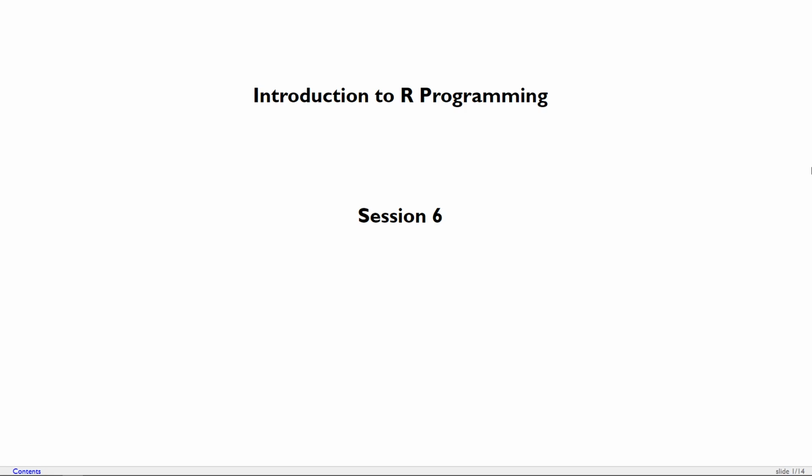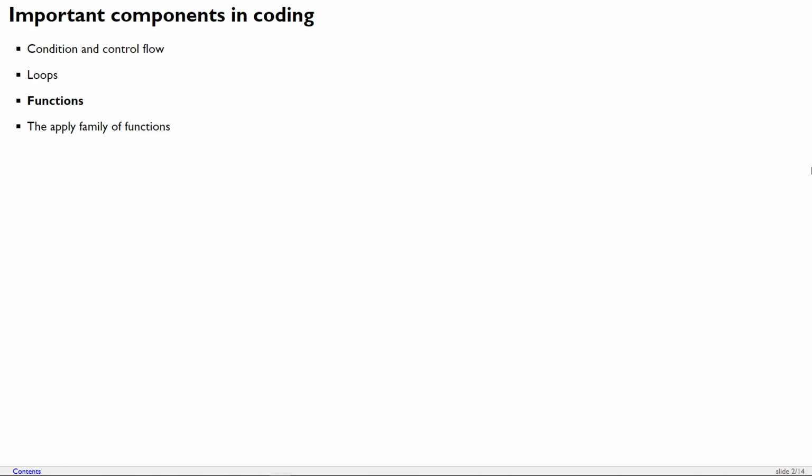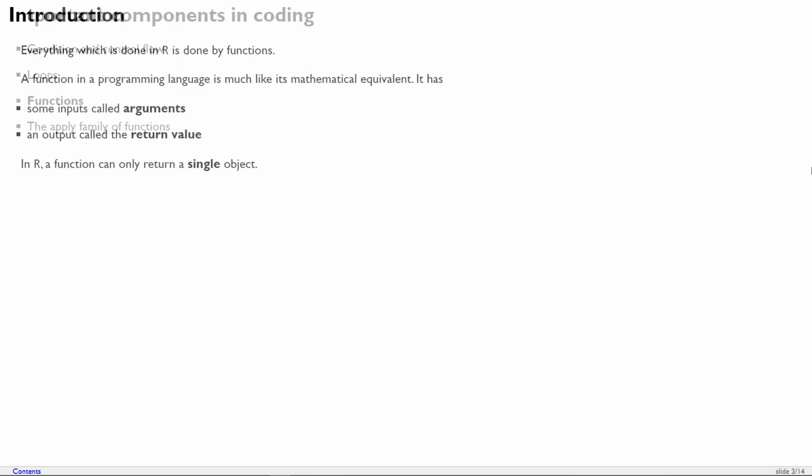Hi, in this video, we will continue to talk about R programming. We'll talk about functions. Everything which is done in R is done by functions. And the function in the programming language is very much like its mathematical equivalent. It has some inputs called arguments and an output called the return value.